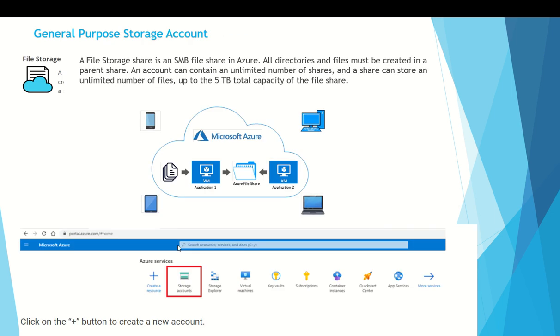So next comes file storage. A file storage share is an SMB file storage in Azure. All directories and files must be created in a parent share. An account can contain an unlimited number of shares, and shares can store an unlimited number of files up to 5 TB total capacity of the file share.